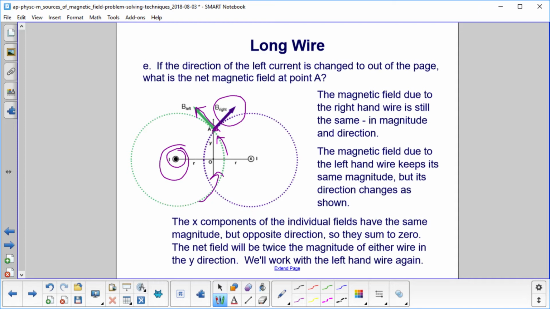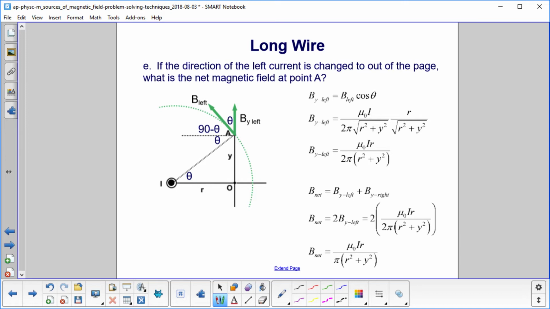So in this case, the x components of the individual fields have the same magnitude but opposite direction, so they sum to 0. The net field will be twice the magnitude of either wire in the y direction. We'll work with the left-hand wire again. Let's look at the geometry we have this time. We have this angle theta, which means that this angle here is 90 minus theta. This angle here is now theta. And then since this is a right angle, because the magnetic field is tangent to the circle there, so it's perpendicular to the radius vector, this is 90 minus theta.